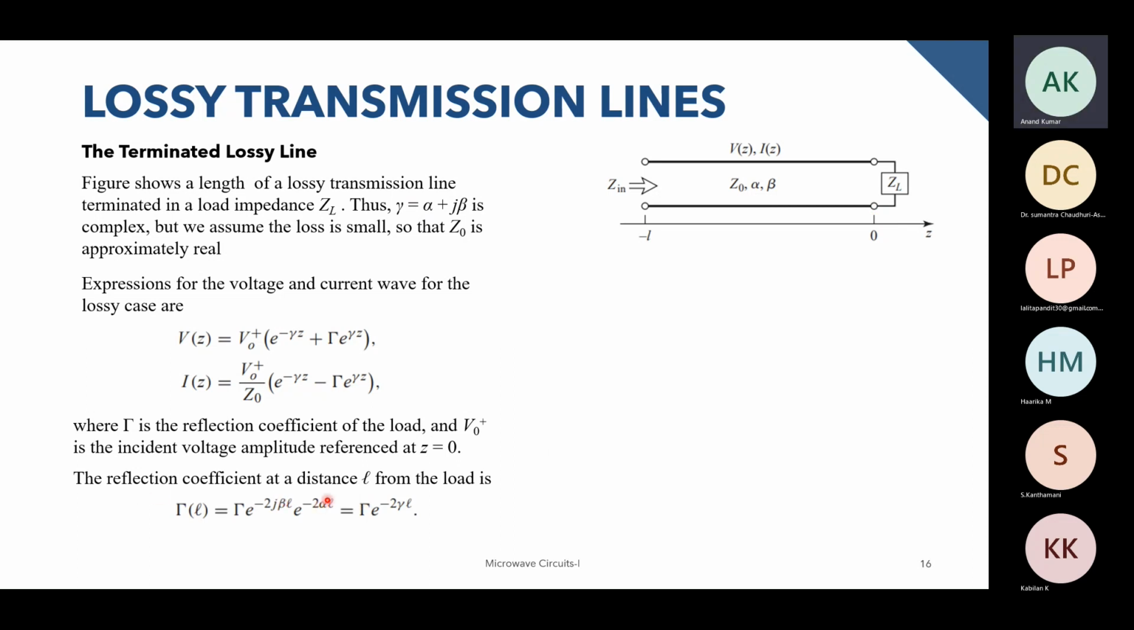Similarly for the reflection coefficient at a distance L from the load, instead of beta we substitute gamma, and then if you separate these e power terms as products, we end up with this final expression. This is the magnitude term, and this is the phase term, where the beta term is changed because the attenuation constant is included. So the expressions remain similar, just replacing j beta by gamma.